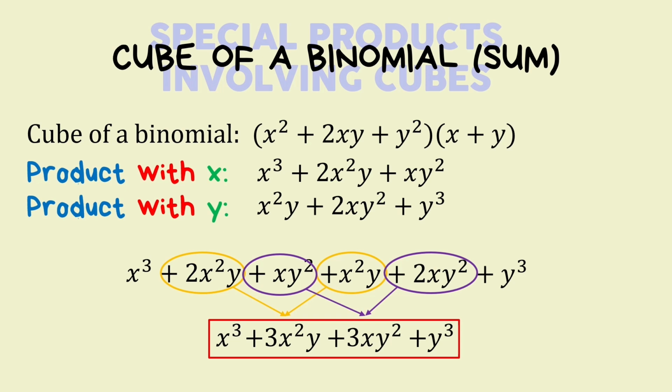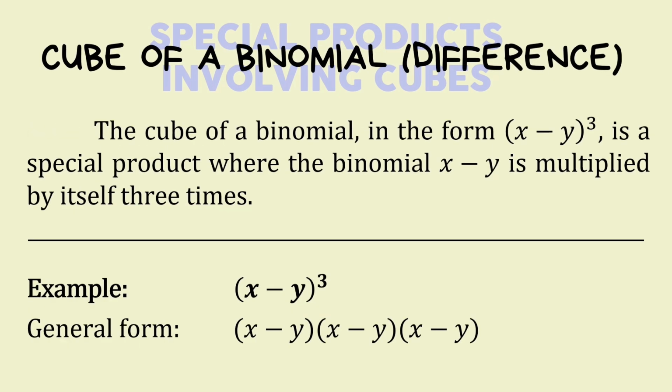But like the square of a difference, we also have the cube of a difference. Much like the square of a difference, instead of a plus sign, we have a minus in the middle. Therefore, we would have (x - y) times (x - y) times another (x - y). Like the process of the cube of a sum, let's get right to it.